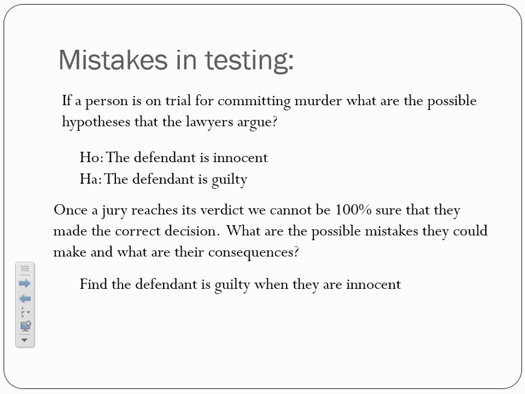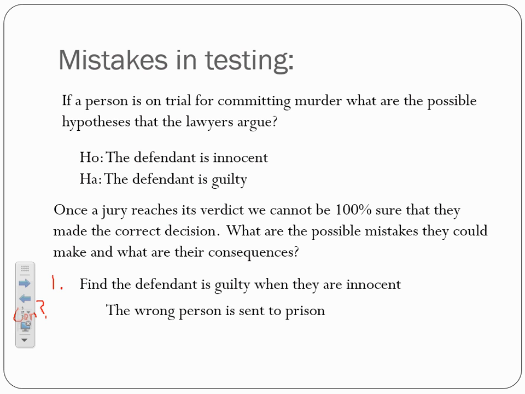One possible error is that they could find the defendant guilty when they are actually innocent. So here's the first possible error someone can make. Does that have a consequence? If you find somebody guilty when they're actually innocent, you just sent the wrong person to jail.